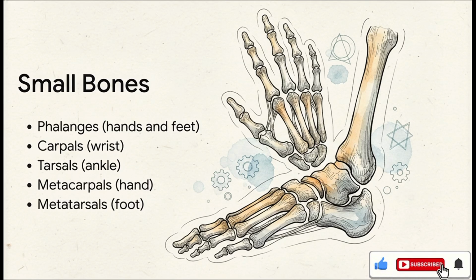Now rotate your wrists. You're maneuvering 8 small wrist bones called carpals, which are neatly stacked in 2 rows of 4. Down in your ankles, you have 7 similar bones called tarsals. And to bridge the gap between your wrists and those fingers, you have connecting bones called metacarpals. Down in your feet, you've got metatarsals connecting your ankles to your toes. It is just a brilliantly precise system of small parts working together.